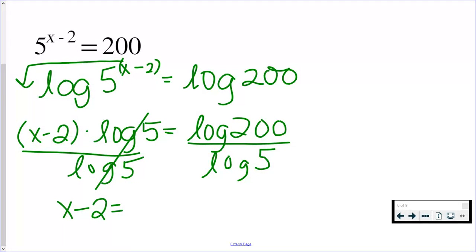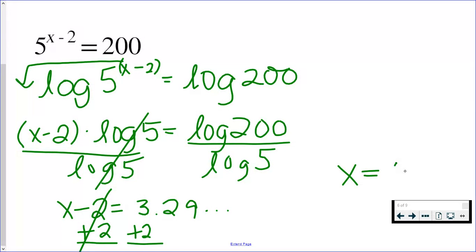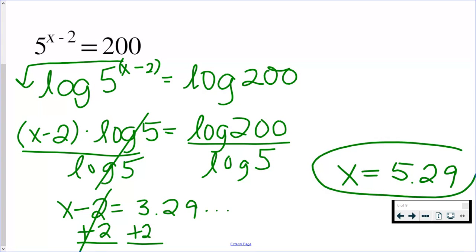You'll end up with about 3.29 with a bunch of other decimal places, but do not round, do not cut anything off. So keep it on your screen. The last thing you're going to do is add 2 and you'll be done. So it's approximately 5.29 rounded.